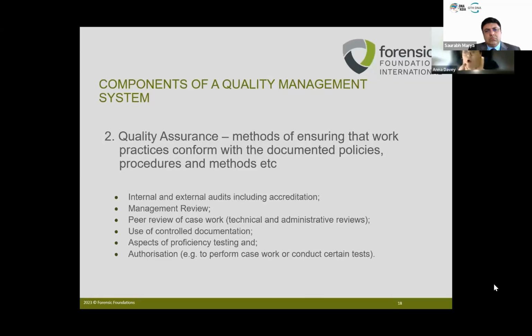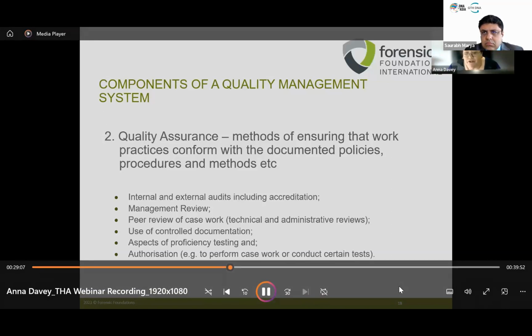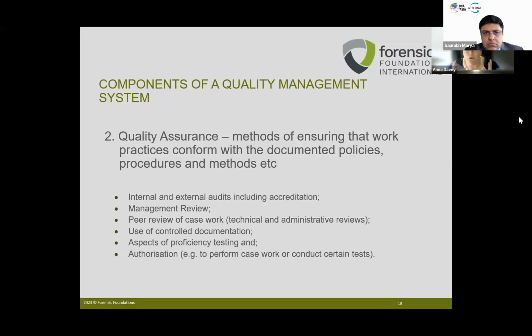What you need to ensure is that all of the old copies of the document are withdrawn and the new document replaces it, and everybody's made aware that there's a new document. All right? You don't want people using old documents. So the use of controlled documentation ensures that people are conforming with the current policies, procedures, and methods, not one that they've had stashed in their top drawer. Some aspects of proficiency testing help you ensure that the work practices conform with documented policies, and also authorization. Authorization usually comes at the end of a training period where there's an assessment component and the individuals are authorized to conduct casework, conduct certain tests, undertake DNA database searches, whatever it happens to be. All right.